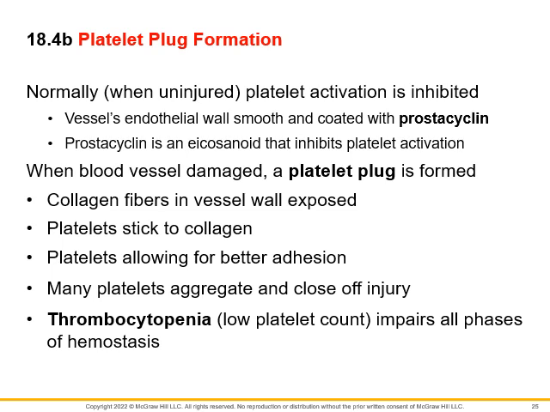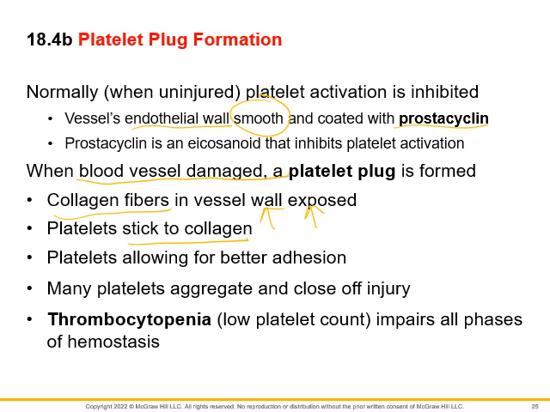The platelet plug formation, they want you to know that platelet activation should be inhibited normally. So if you don't have an injury, your platelets are just moving along, they're not sticking to anything, your blood vessel endothelial wall is smooth, it's coated with prostacyclins, these are going to inhibit platelet activation. So they stop platelets from sticking together. If the blood vessel is damaged, the collagen fibers in the vessel wall are going to attract platelets and allow the platelets to stick. There's also going to be some chemicals released. We'll talk about those in just a second.